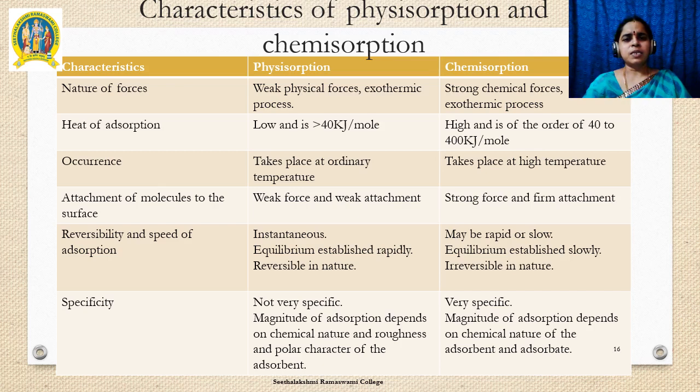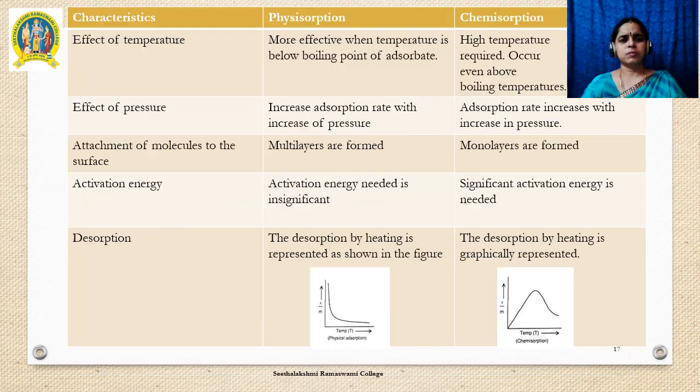Physisorption is instantaneous and the equilibrium is reached rapidly, and it is reversible in nature. Chemisorption may be slow or rapid. That depends on the nature of the chemicals used. The equilibrium is established very slowly, and it is an irreversible process. Chemisorption is very specific, whereas physisorption is non-specific in nature.